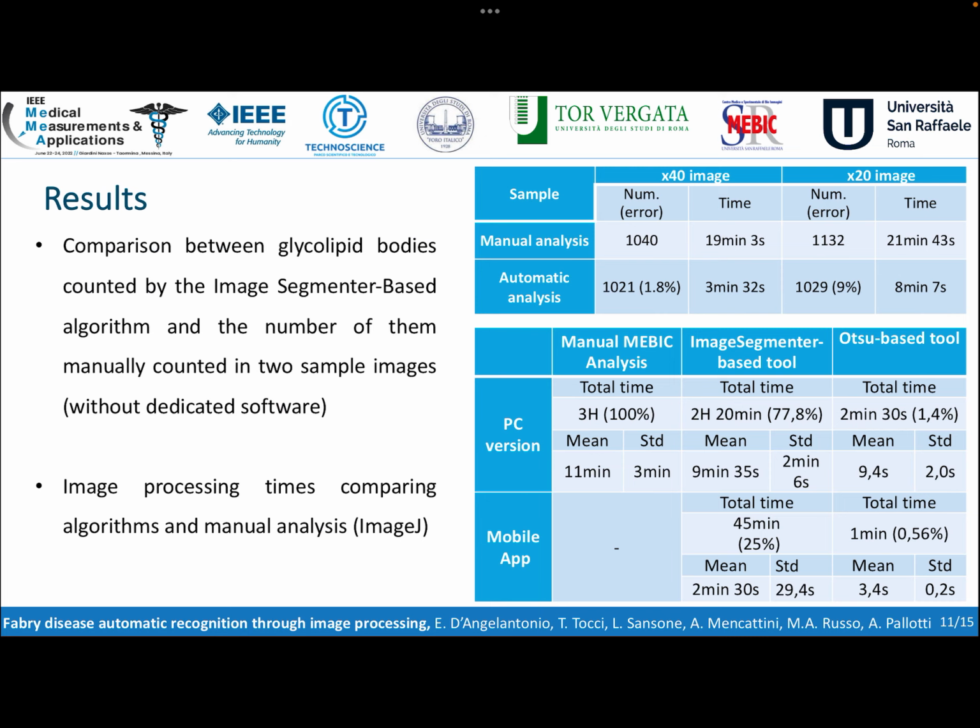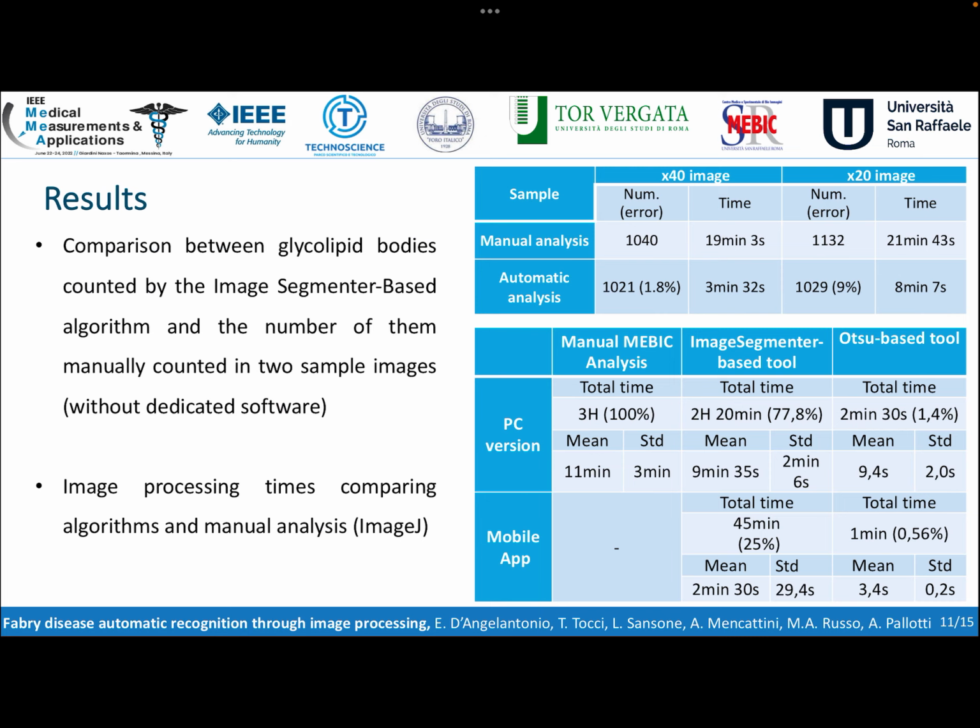So let's see some results. The results obtained with the developed tools are promising in all the versions of the algorithms. In particular, good results were obtained in terms of execution time in comparison with the time expended for the manual analysis. In this slide, the table above shows the comparison between the glycolipid bodies counted with the manual analysis, without a dedicated software, and the automatic analysis. This is a sort of pilot study, because in the manual analysis performed by the technical personnel of MEBIC, these parameters, so the number of glycolipids, are not yet extracted.